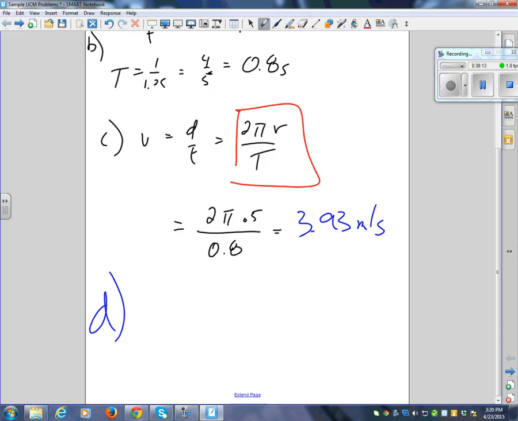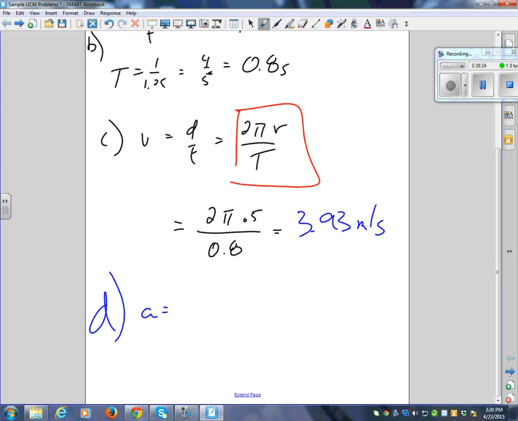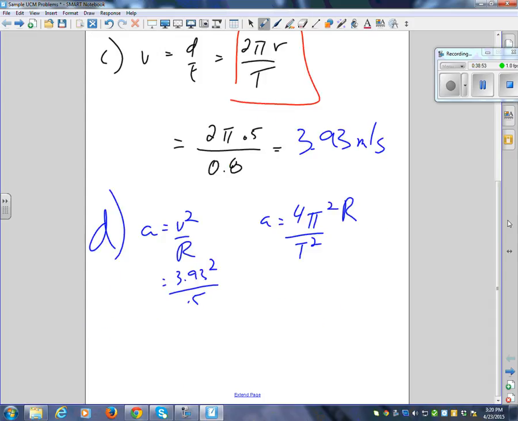What am I asking for in D? The centripetal acceleration. It says two different ways. You could either go a equals v squared over r, 3.93 squared over 0.5, or if you really wanted to have some fun, 4 pi squared r all over T squared. Would they give you the same answer? Yes, they would. You don't have to solve that one. Just be aware that you could.